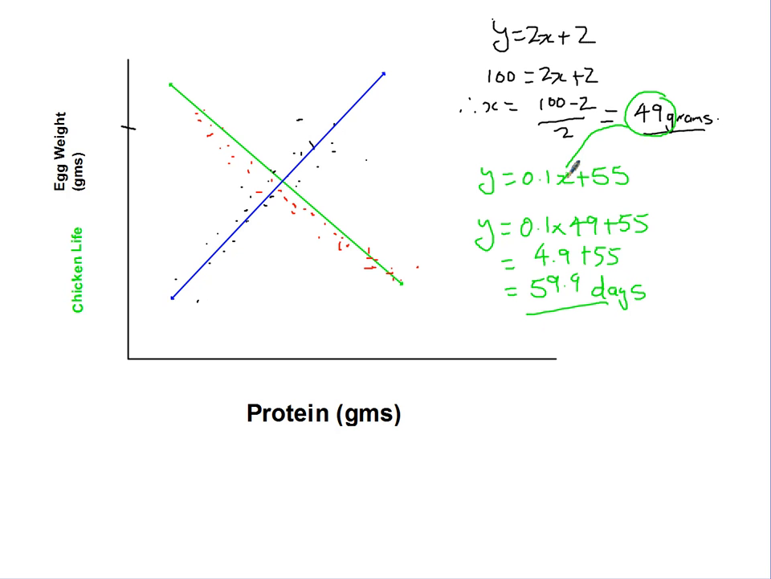So if you want an egg that's 100 grams, we've worked out that you need 49 grams of protein for the chicken for that. Now, if you're putting in 49 grams of protein, how long does it last for? You've grabbed the equation for the lifespan of the chicken from your friend, you've substituted in this value of x, and you've worked out it's going to be 59.9 days. Now, once again, you're going to have to discuss the reasonableness of this solution, and is there a limitation to what you've found?